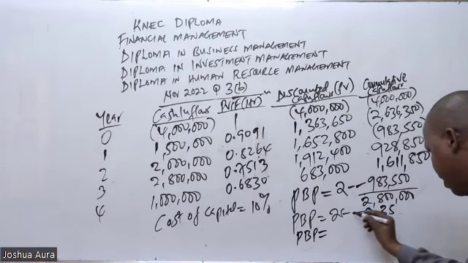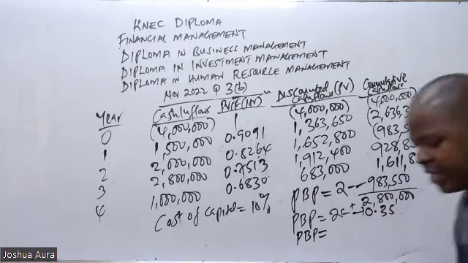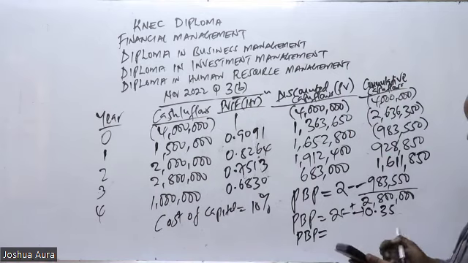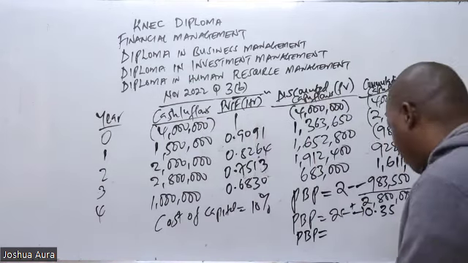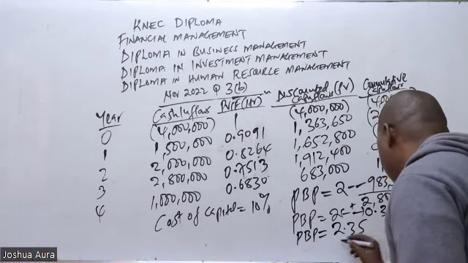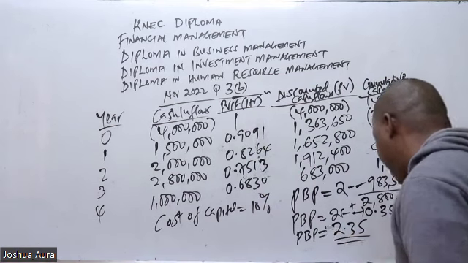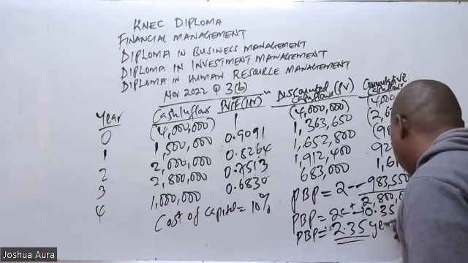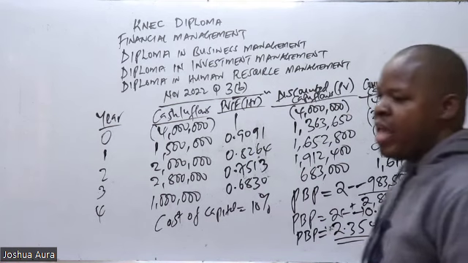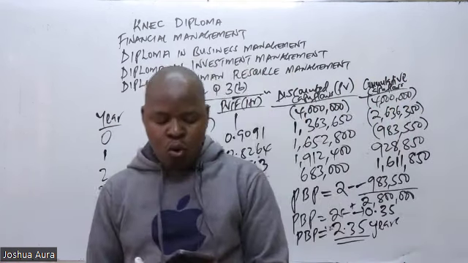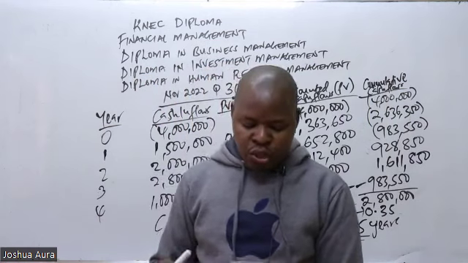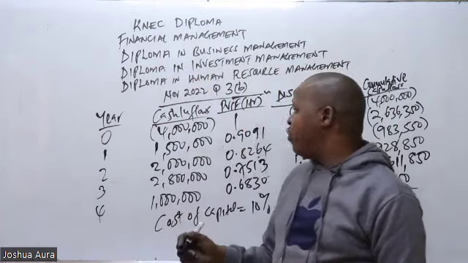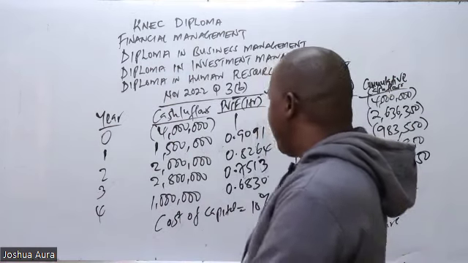So our payback period will be equal to, minus and minus will give us a positive sign. So it will be 2 plus 0.35. So our payback period will be 2.35 years. And that is how you should have solved that question of November 2022, question 3B Roman 1.